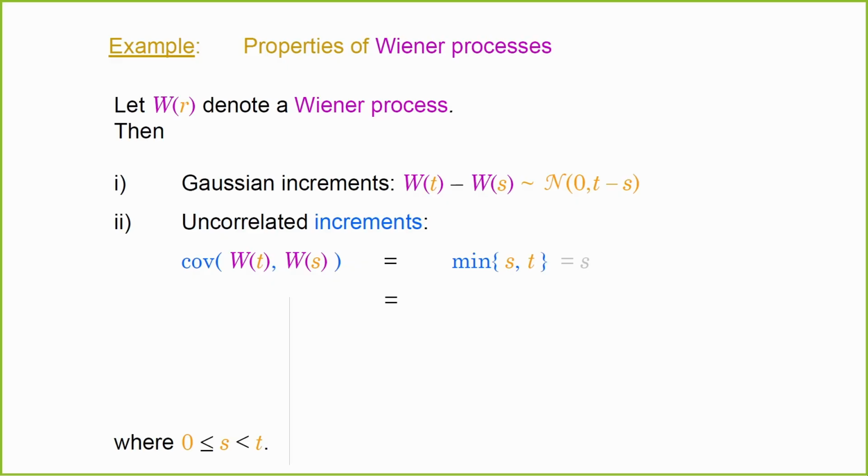So the covariance, or the autocovariance in this case, is going to be the expectation of the product minus the product of the expectations. Now it should be denoted that the Wiener process has the expectation 0. So this means that the autocovariance is going to be equal to the expectation of the product of the two at different points of time.